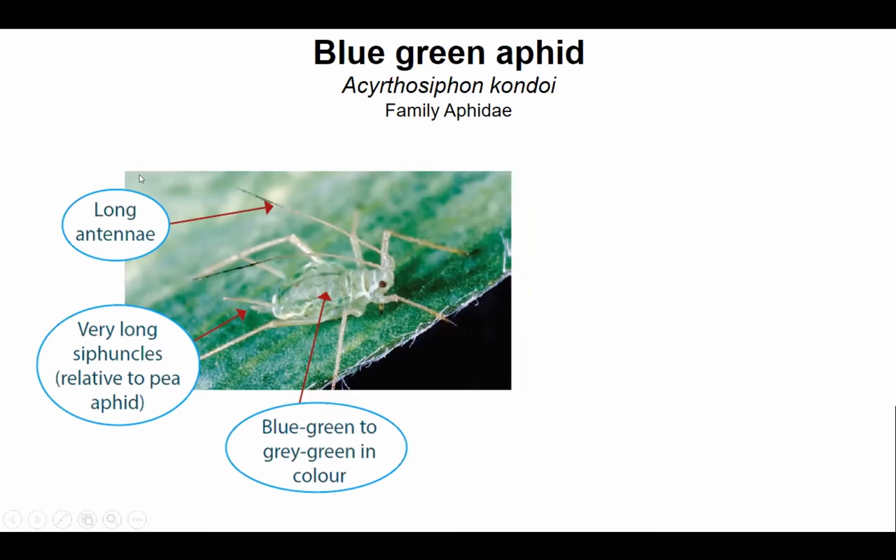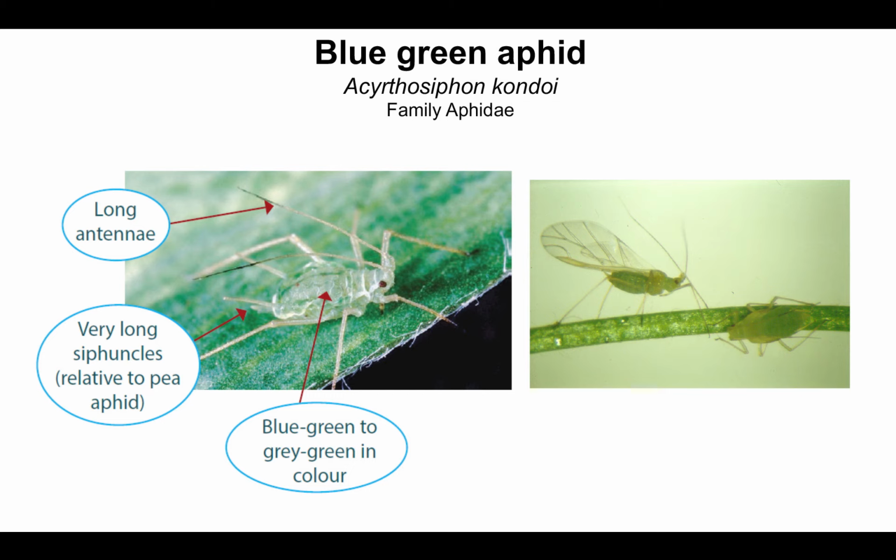Now, this particular species is readily distinguished from the cowpea, apart from having no black and white legs, is its siphunculi are just so long. They're extremely long, and its antennae extend all the way back along its body. So they've got extremely long antennae and extremely long siphunculi. That is their main distinguishing feature. Otherwise, they're this very nondescript green colour.